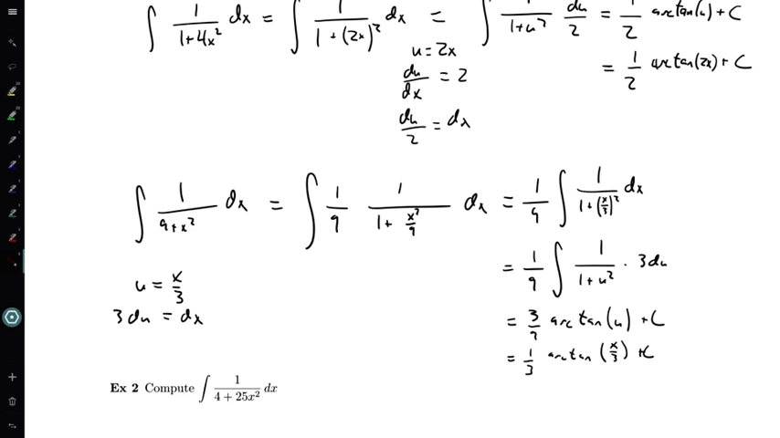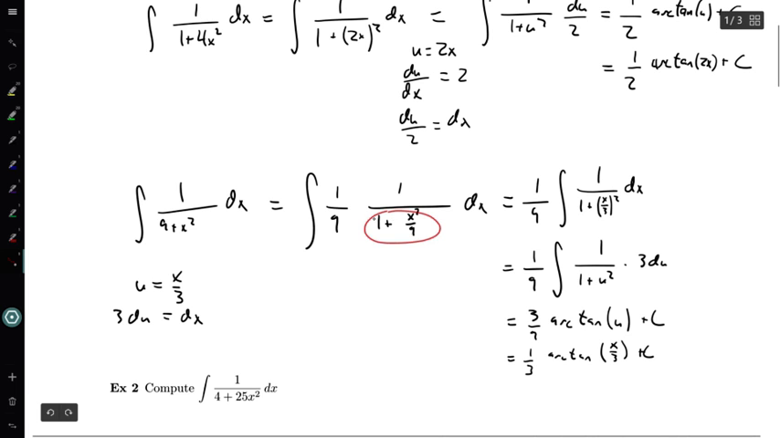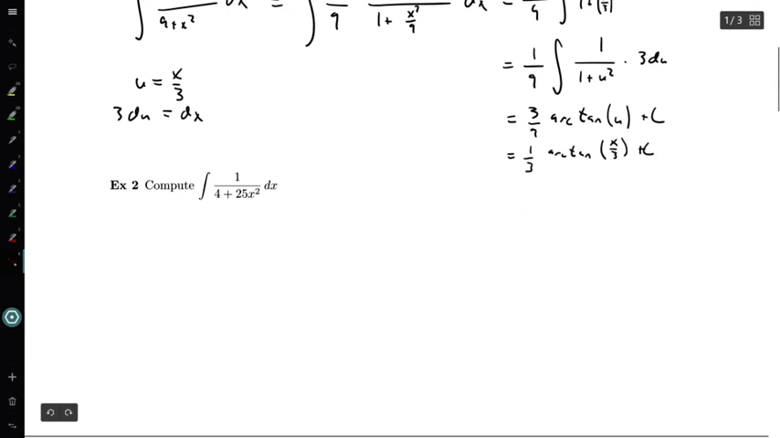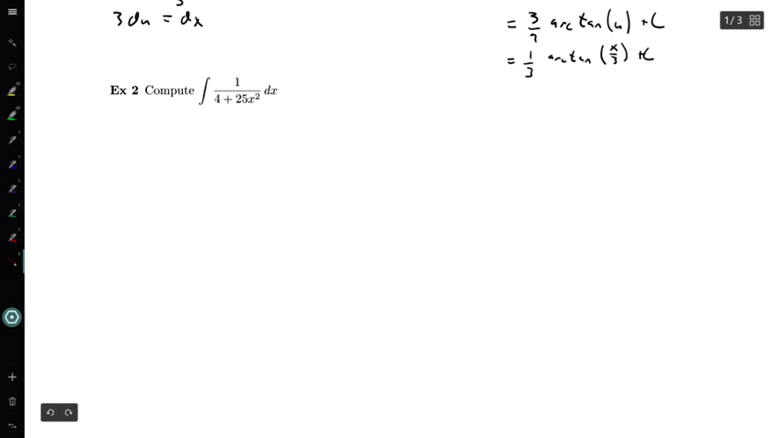So we're able to take advantage of the fact that scalar multiplication works really nicely with integrals. We can take this 1/9 and just pull it out front of the integral. And then we're able to use u substitution here in order to take this denominator, this x over 3 squared, and just treat it as u squared. So let's see this strategy play out one more time in example number 2 here.